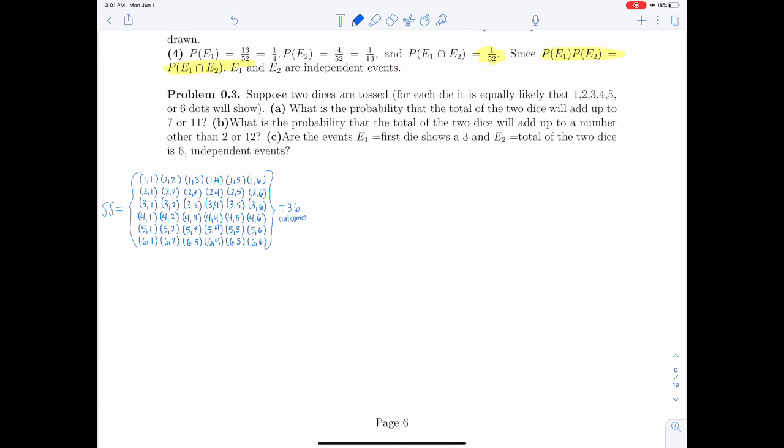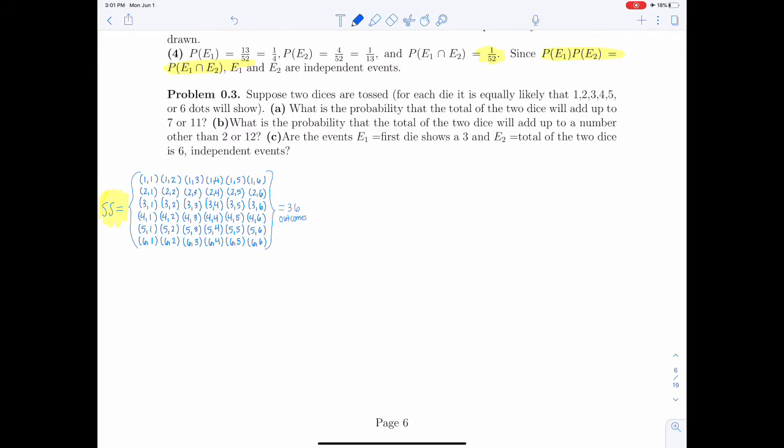We're going to go through this example. I filmed this part separately because I didn't think you guys wanted to sit here and watch me write out the entire sample space. So right here, I have written out the sample space of the problem.